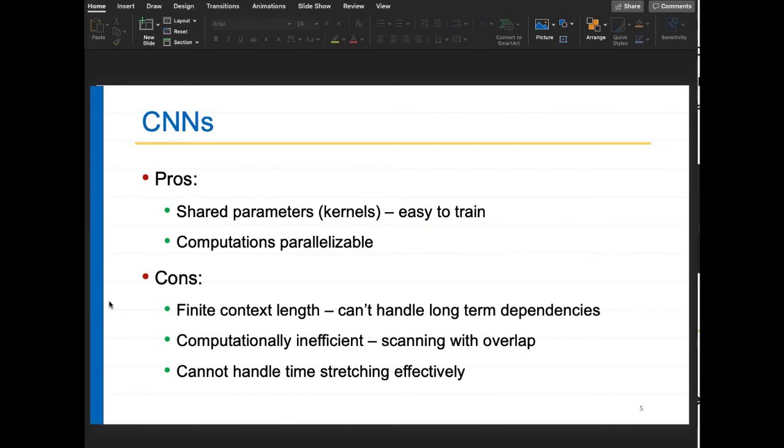Okay, next, CNNs. Yes, you can also model temporal data using CNNs. How? You can consider a spectrogram or temperatures, whatever. Instead of convolving in two dimensions like in images, here you can convolve in a single dimension, and that will be your temporal model. That is the temporal direction.